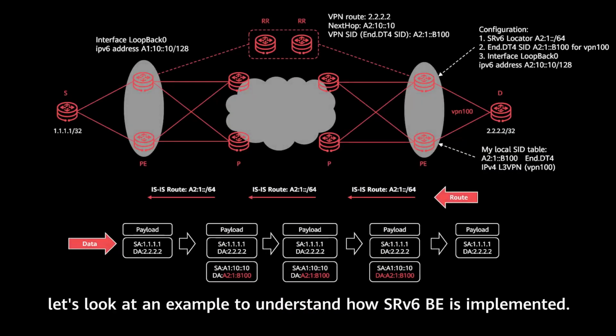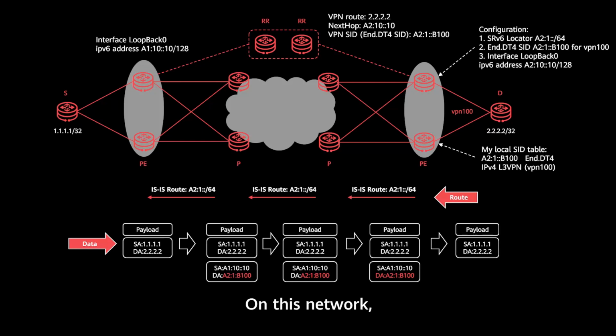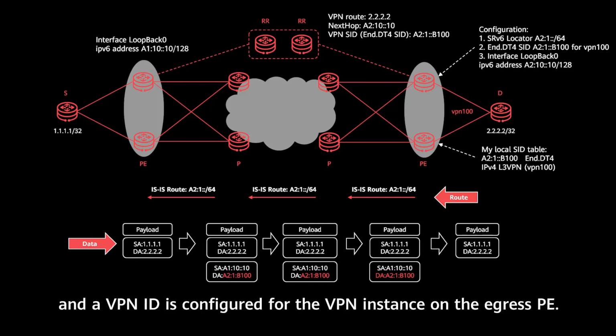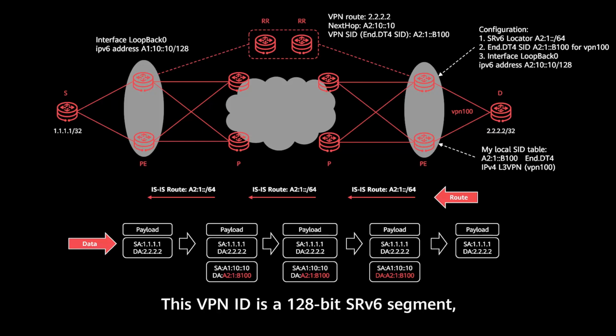Now, let's look at an example to understand how SRv6 BE is implemented. On this network, L3VPN is configured on both the ingress and egress PEs, and a VPN ID is configured for the VPN instance on the egress PE. This VPN ID is a 128-bit SRv6 segment, of which the first part is the locator, A2::1, and the second part is the function ID, B100. It's used to specify a local VPN instance.